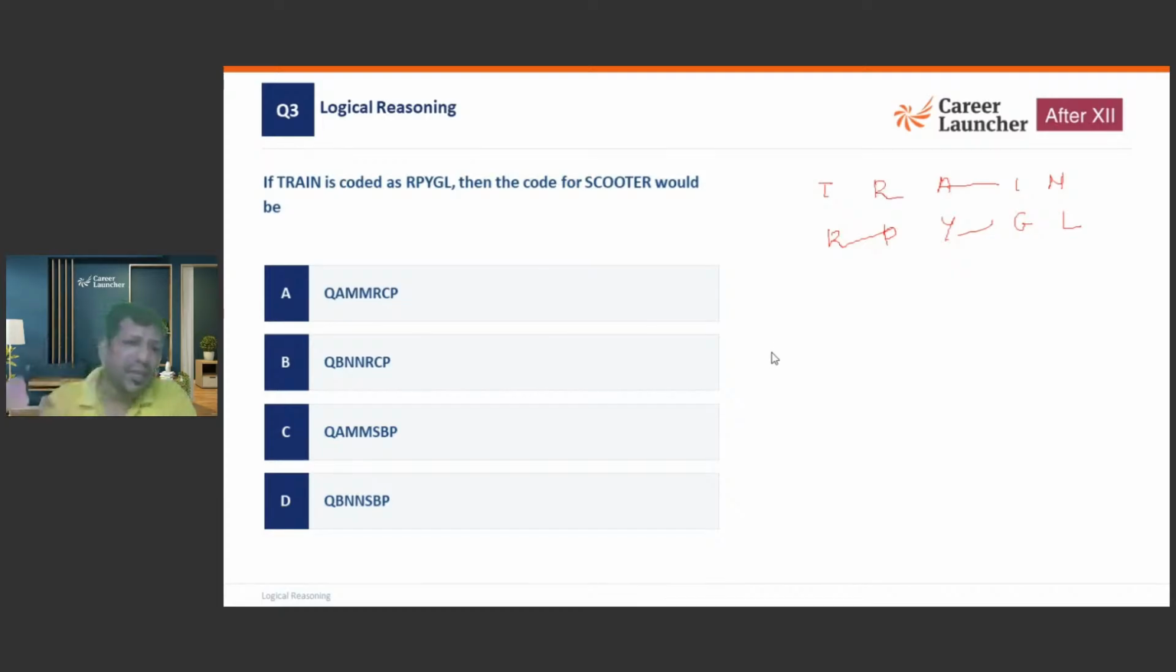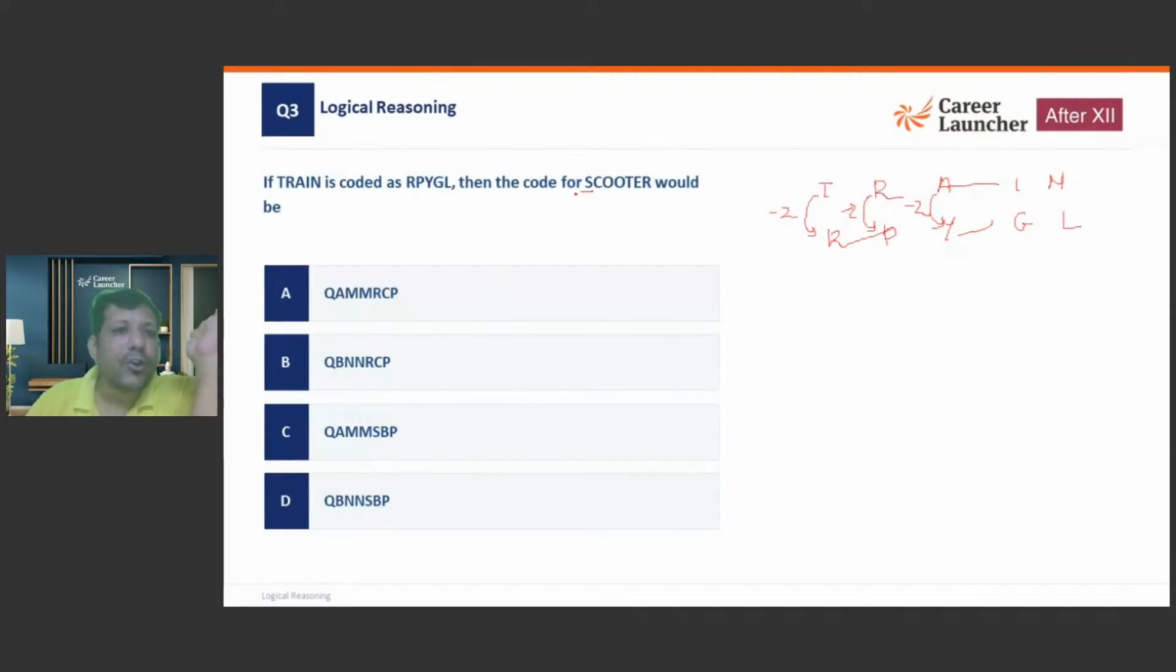So this is anyhow not more than 30 to 45 seconds. This is a 30 to 45-second question. And what is the approach? Let's see. T to R, what is the journey? That is -2. R to P, what is the journey? That is again -2. A to Y, -2, and so on. So every alphabet is going by -2.